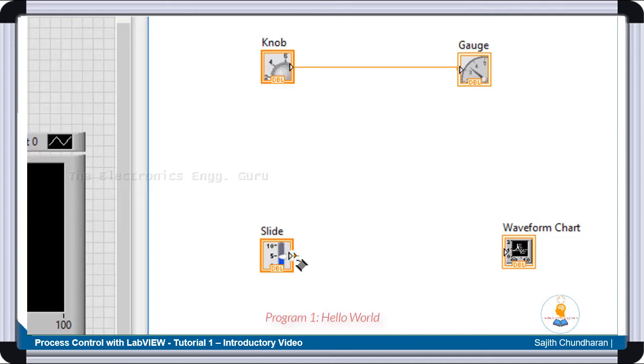Take your cursor to the slide, so you can see that it is getting highlighted and the wire tool comes into the picture. Left click and then drag and connect it to the waveform chart by releasing it. When you reach the waveform chart at the right point, release it. So the wiring is done.